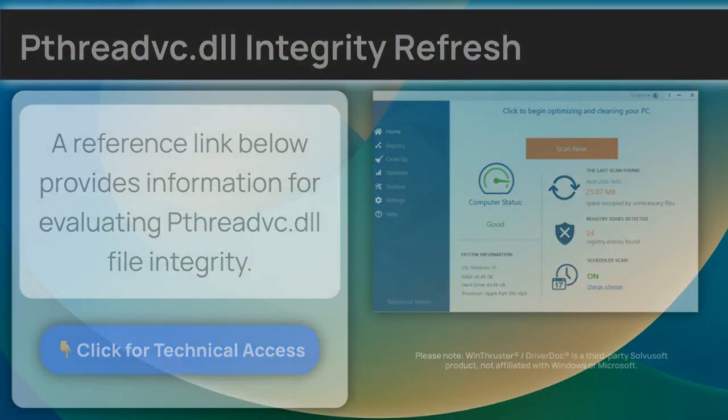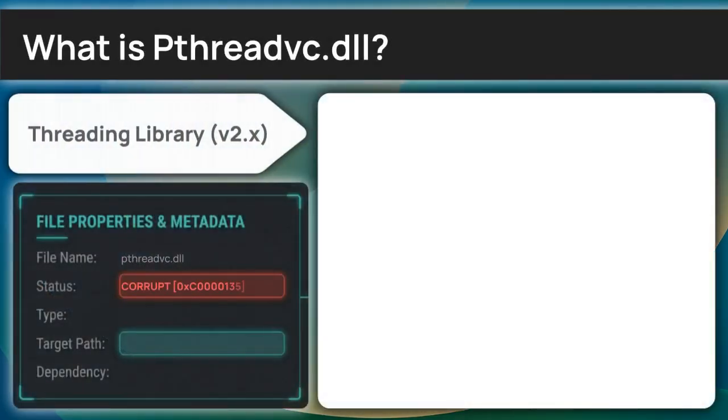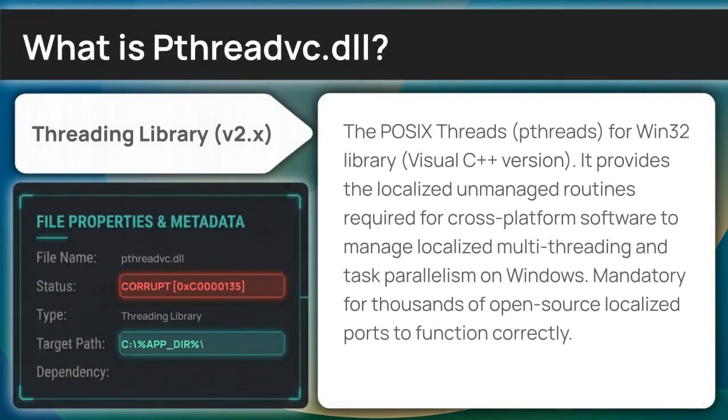This is the Pthreadvc Library, the POSIX Threads, Pthreads, for Win32 Library, Visual C++ version. It provides the localized unmanaged routines required for cross-platform software to manage localized multi-threading and task parallelism on Windows, mandatory for thousands of open-source localized ports to function correctly. Understanding the file's role is a great start. Now let's look at replacing it.